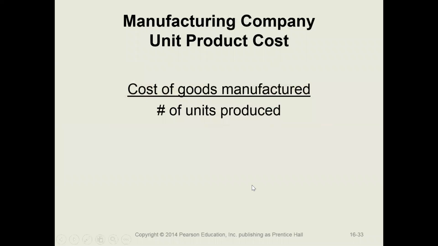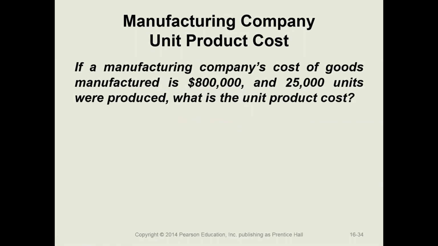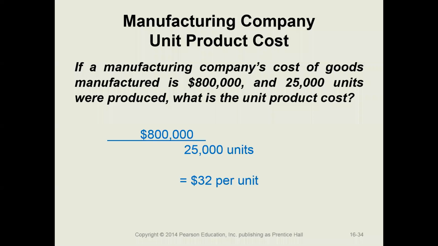As far as unit product cost, we know how much it costs in total, that's cost of goods manufactured. So what's the per unit cost? Well, it's simply dividing the cost of goods manufactured by the number of units, and that gives us our unit product cost. So for example, if the cost of goods manufactured is $800,000 for a company and they made 25,000 units, what's the per unit product cost? It's simply the 800,000 divided by the 25,000, or $32 per unit. That's how much it costs to make the product.